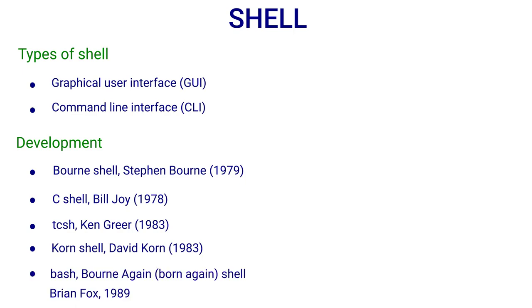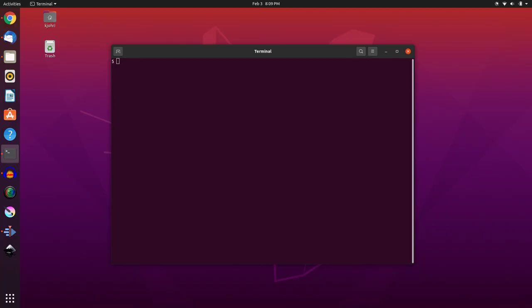And finally, we have the definitive shell, Bash, originally developed by Brian Fox and first released in June 1989. Bash is the Bourne Again Shell. Bash is the default shell and is commonly used in GNU Linux environments. We will be using Bash as our shell in all examples in this video.